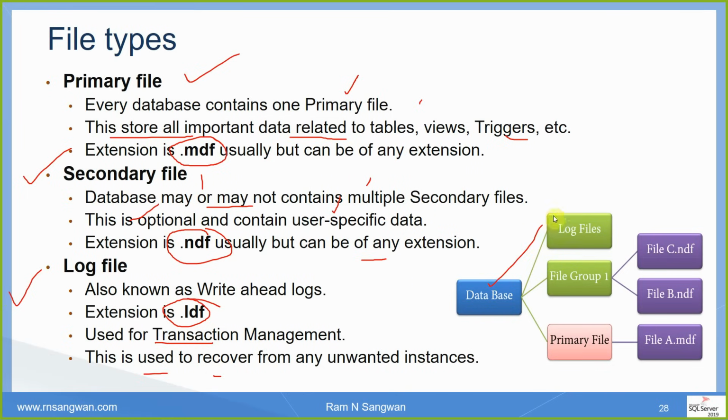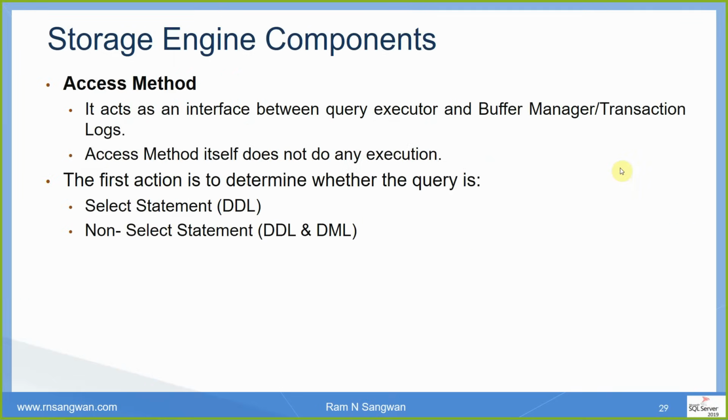So our database consists of log files, file groups, and primary files. The primary file is the MDF file, the file group is NDF, an additional file group, and the log file. You can have multiple files in a file group and the log files. This is the organization of files in Microsoft SQL Server 2019.